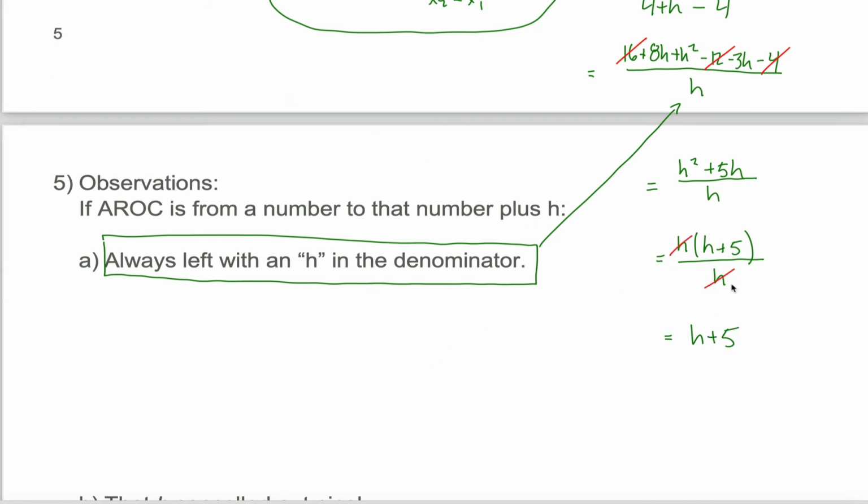That might not seem like a big deal that this simplified nicely, whatever that means, and I was able to cancel out that h, which is always going to appear in the denominator. But it turns out that's super important. The ability to cancel out the h in the denominator will be the crux of calculus. Calculus wouldn't work if this didn't happen.